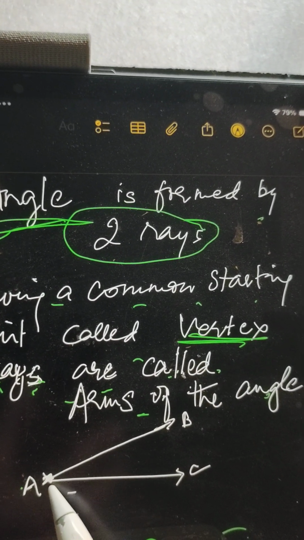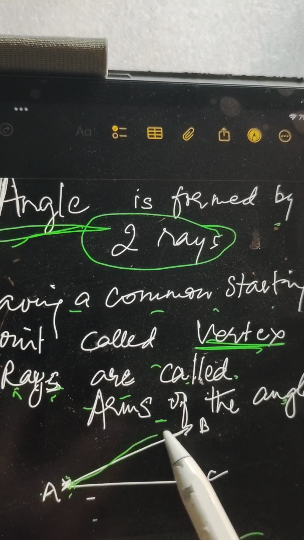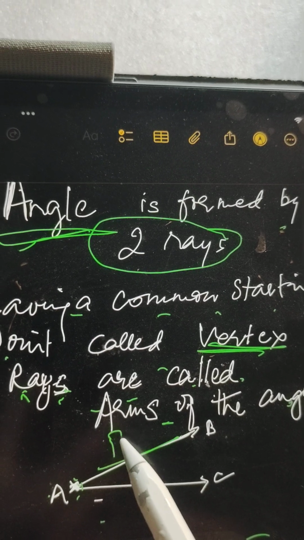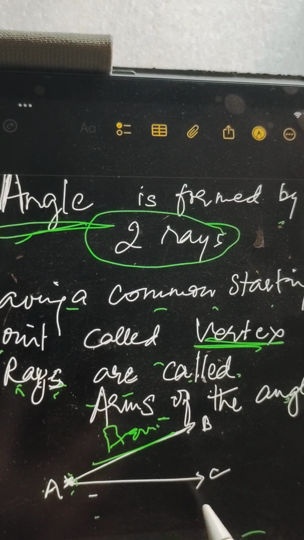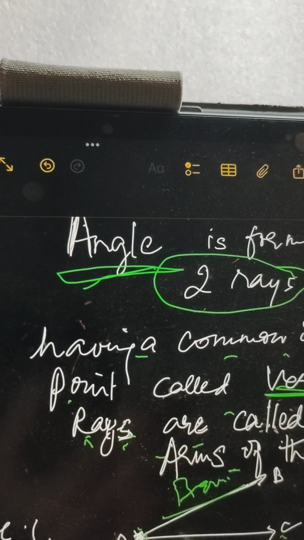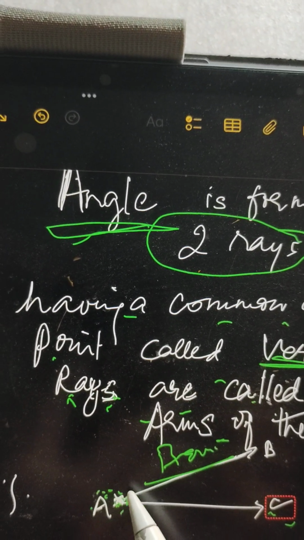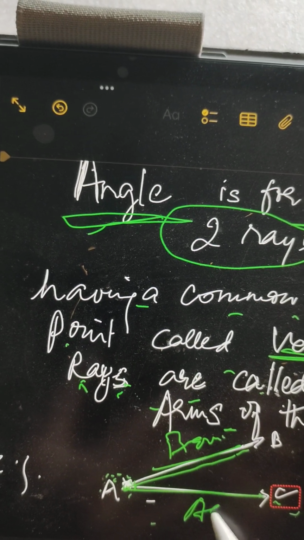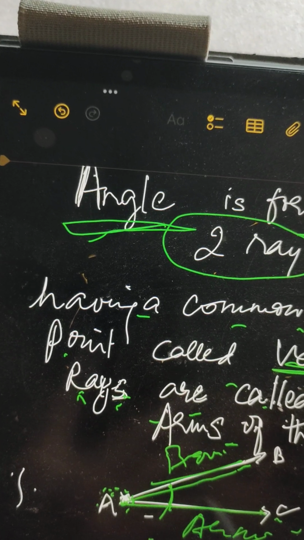Now, for example, from this point A, one is going here. So that is one arm, and this is the other arm, AC. And this is the vertex, the starting point, the common starting point of these arms or the rays. And this is the angle.